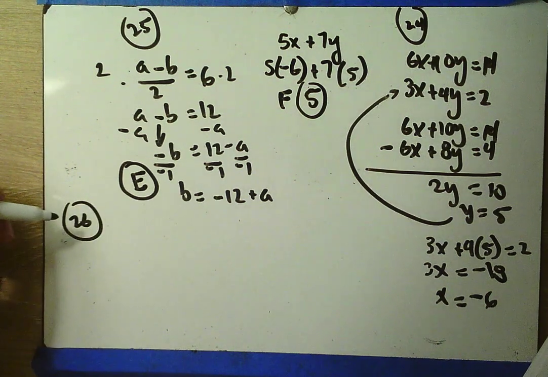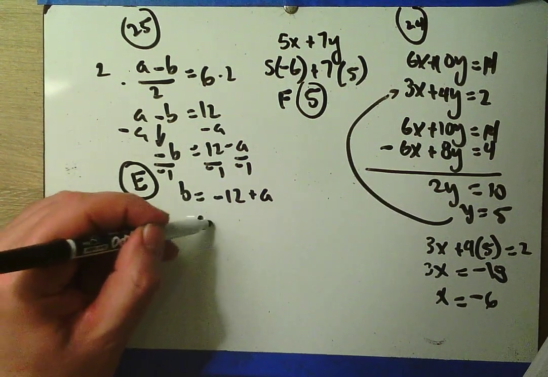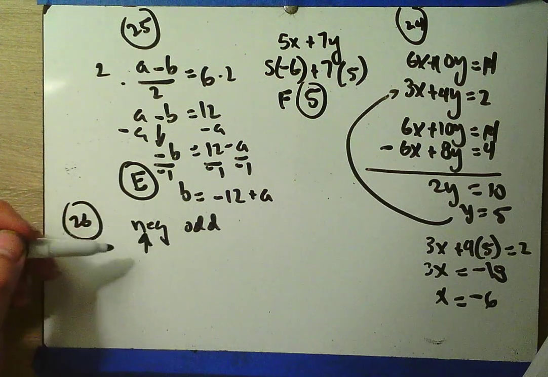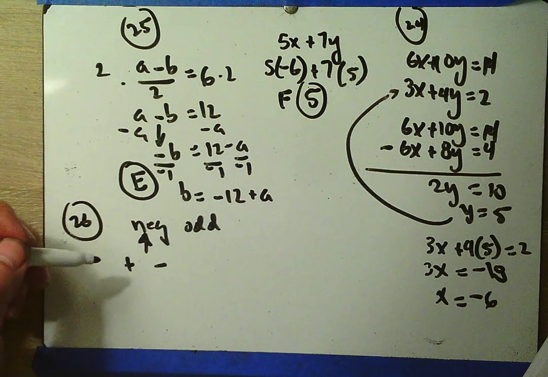26. The product of which of the following results in a negative odd number? Negative odd number. Well, in order for the product to be negative, one of those numbers has to be positive and one has to be negative.